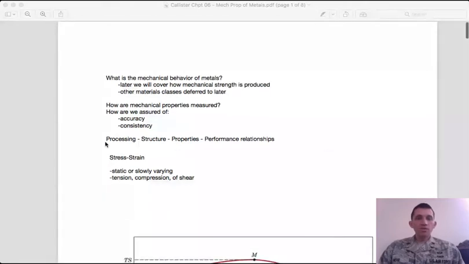And so we're starting here. Remember, the unifying theme of this course is this processing, structure, properties, performance relationship. So right now we're focusing in on the properties. What are we talking about as far as mechanical properties are concerned? Later on we'll be working our way back, talking about the structure that forms for various metal alloys, and then the processing required to get you to that structure.